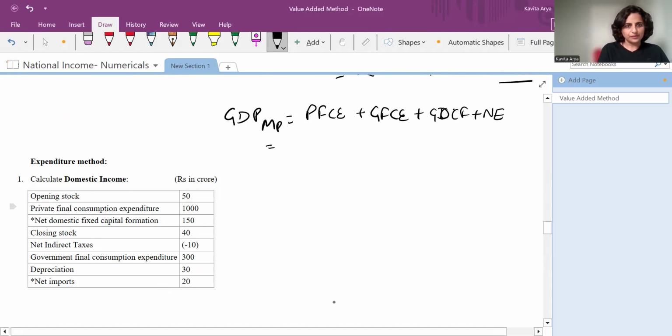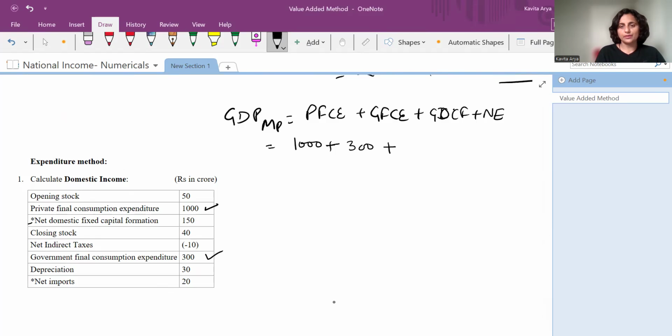Private final consumption expenditure, here it is, 1,000. Government final consumption expenditure is here, 300. Gross domestic capital formation, please pay attention. It's a star marked question. Gross domestic capital formation is required, so instead of gross, we are given net. It means we have to add depreciation here to make it gross.